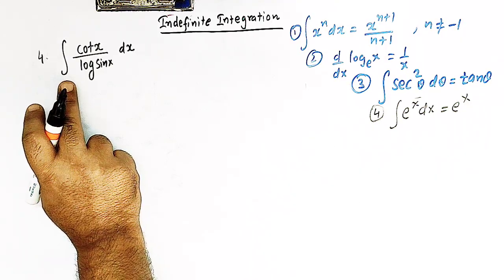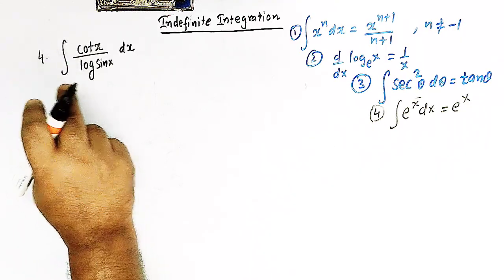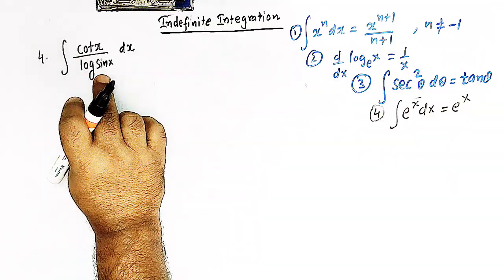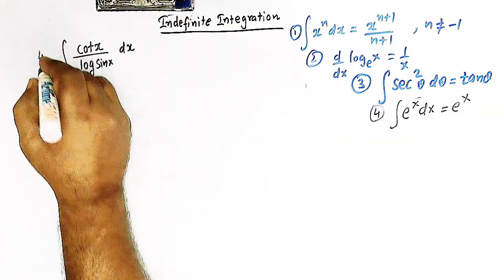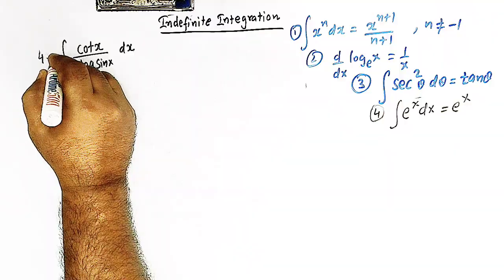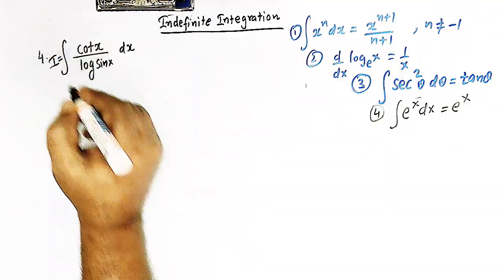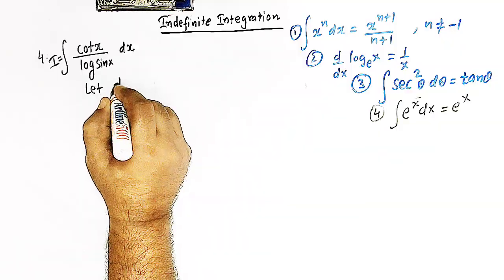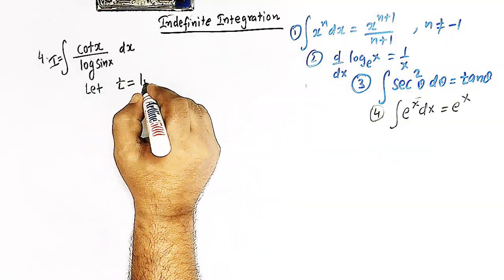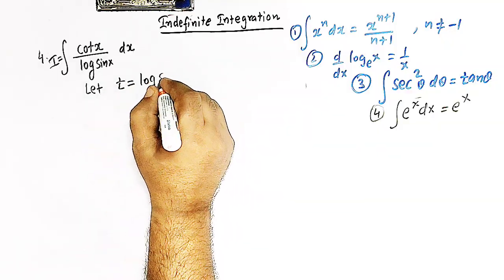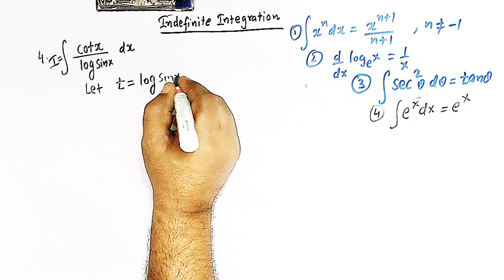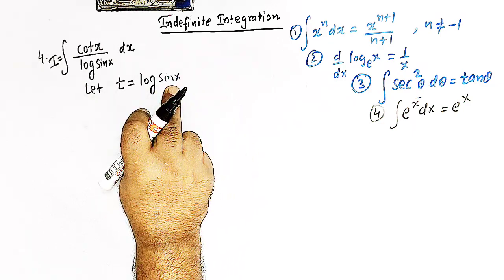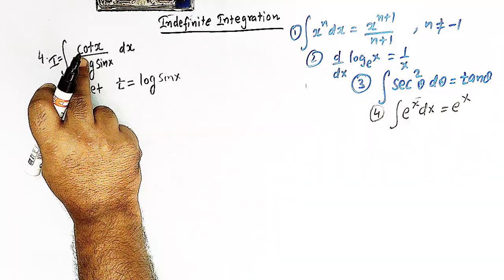So now let us consider this problem. Here we have to integrate cot x divided by logarithm of sine x, right? So now here what we will do, we'll take this substitution, that is t is equal to logarithm of sine x, right? Because the derivative of log sine x is equal to cot x.